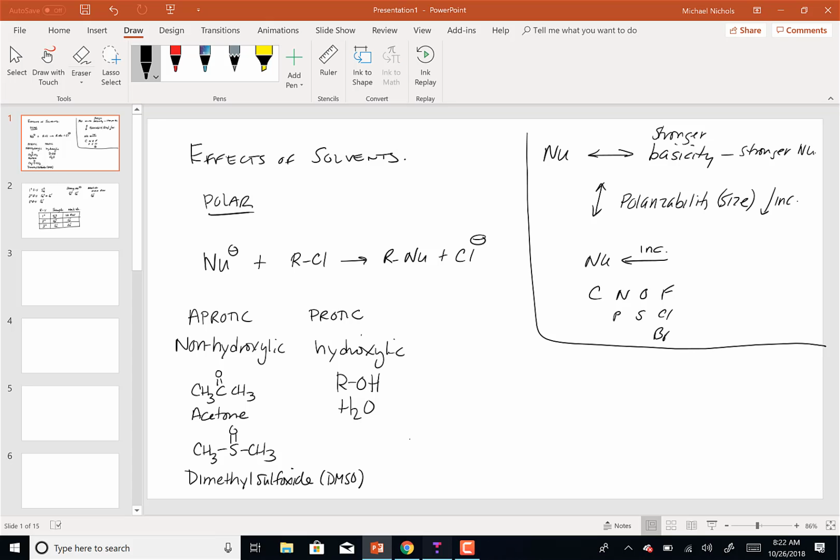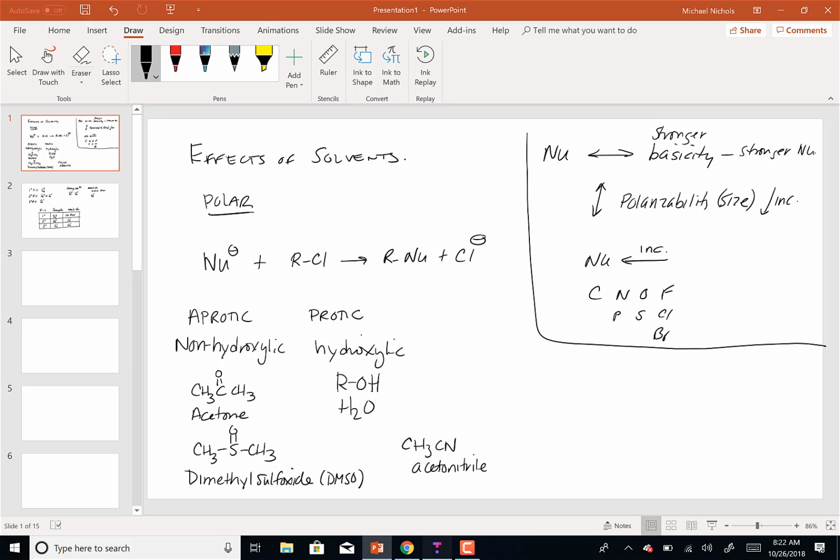We could have things like CH3CN, which is called acetonitrile. And so basically we have polar solvents with no OHs. Those are our non-hydroxylic solvents. And so for the effective solvents, we break it down into those two classifications. And so one of them will speed up or slow down an SN1 or an SN2.